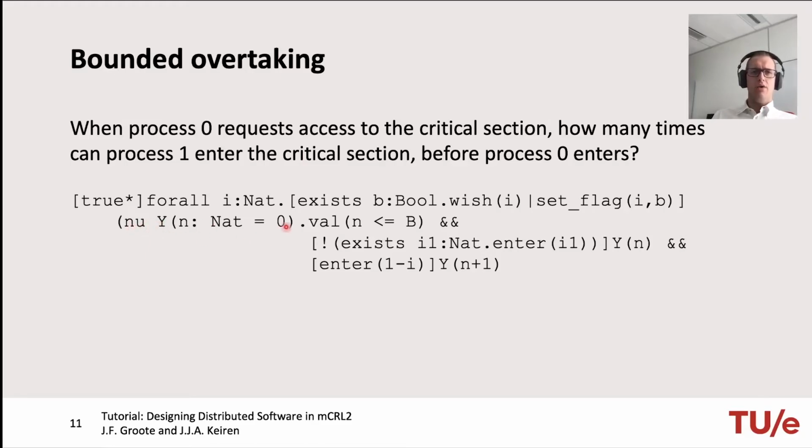And how do we keep track of that? Well, first of all, in every step, we check whether the number of times the process entered is still less than or equal to b. And if the other process enters, then we increment the value n. And for any action other than an enter action, this n just stays the same. So in fact, this means that when we do just an enter action, then we just need to check this one condition here.